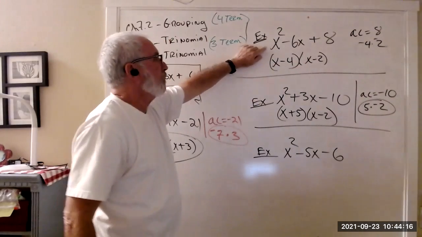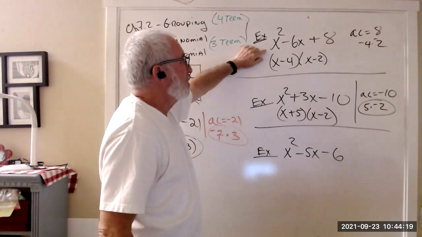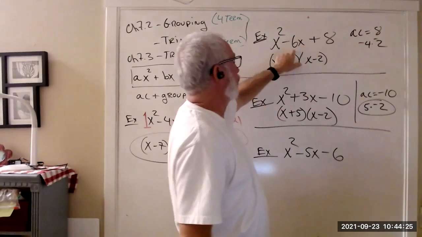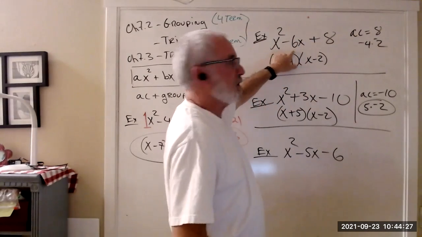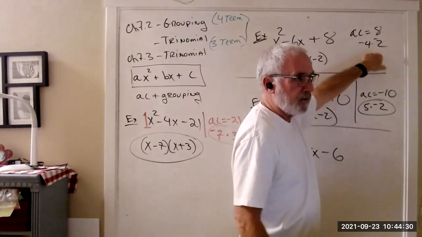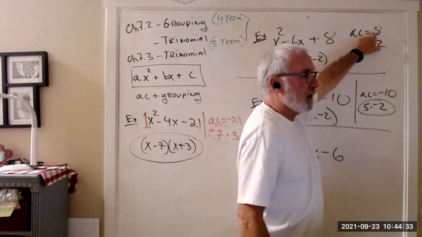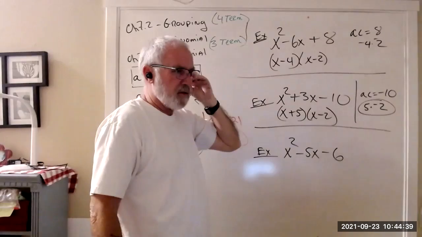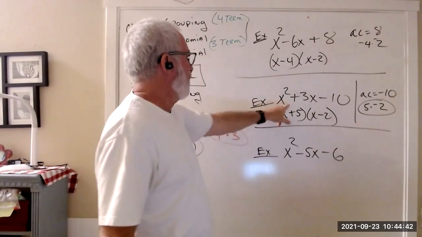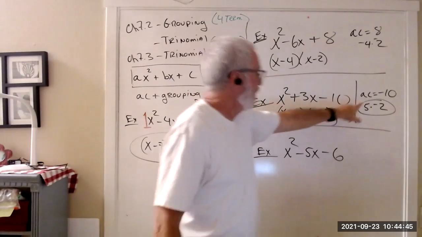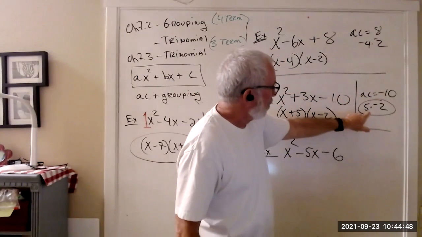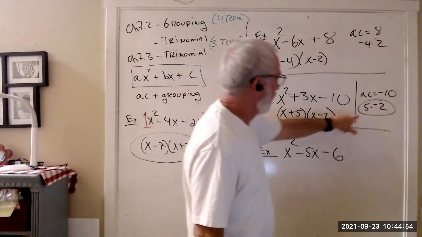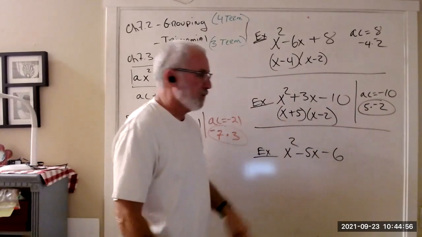Okay, so the first example, AC was 8. 4 times 2 makes 8, and 4 plus 2 makes 6. Cool, but I had to get a negative 6, so I had to cheat in a couple of negatives there. Negative 4 times negative 2 is positive 8, but negative 4 plus negative 2 is negative 6. So you have to do some thinking there. Same thing with AC is negative 10. 5 times 2 is 10, but I have to get a positive 3, so it's got to be a positive 5 and a negative 2, and that's what I used there.